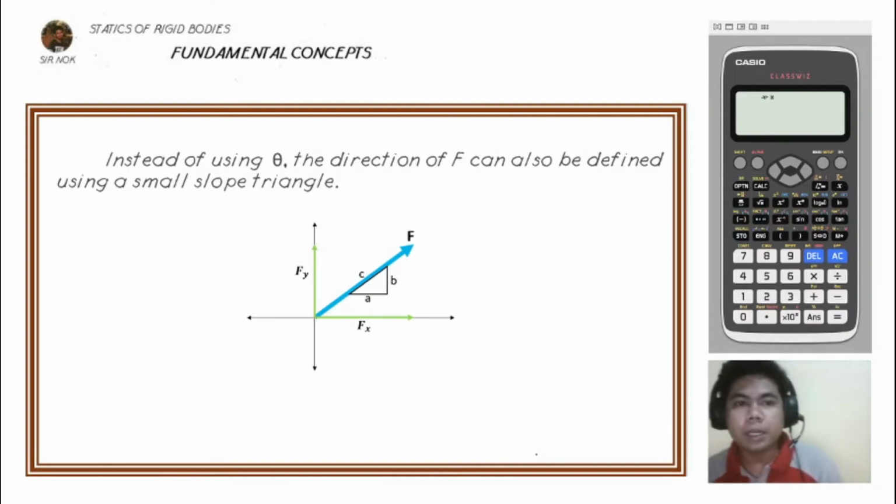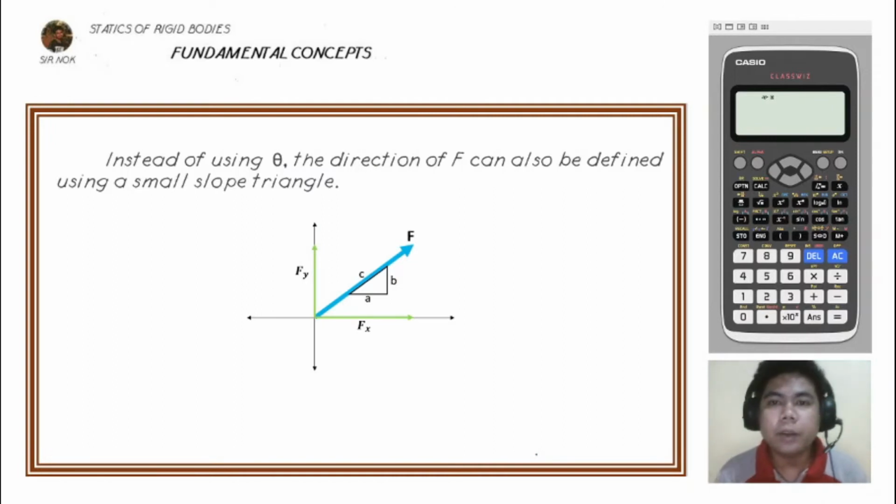Instead of using angle theta, the direction of F can also be defined using a small slope triangle. In this figure, the small slope triangle is the right triangle with sides A, B, and C.